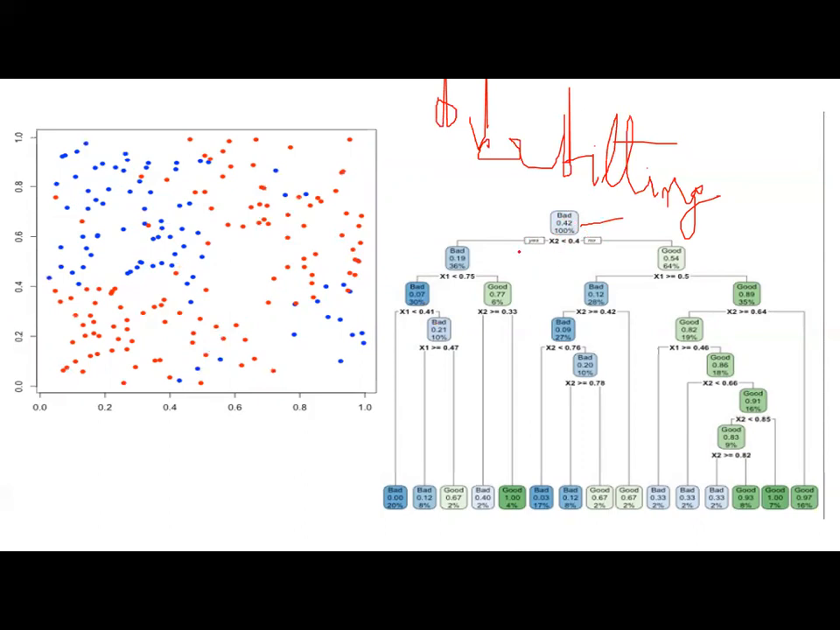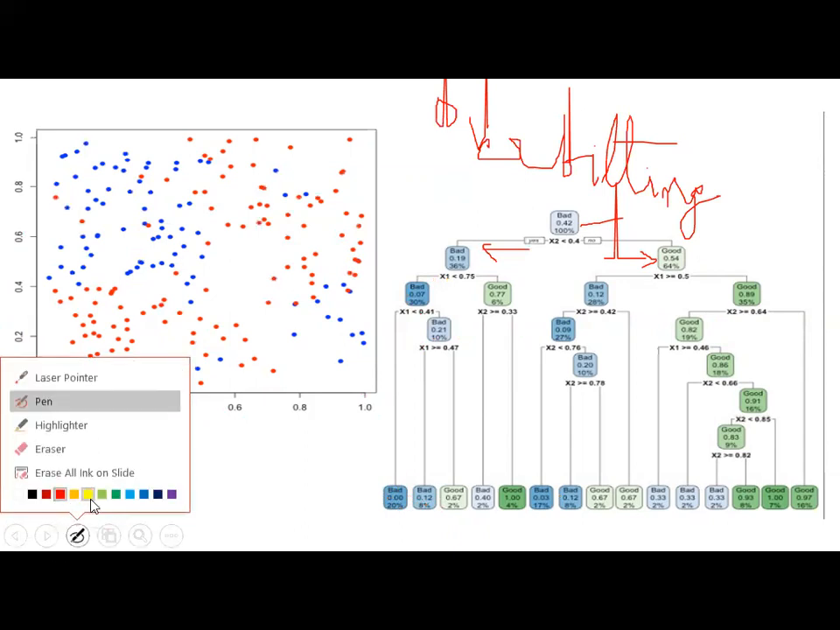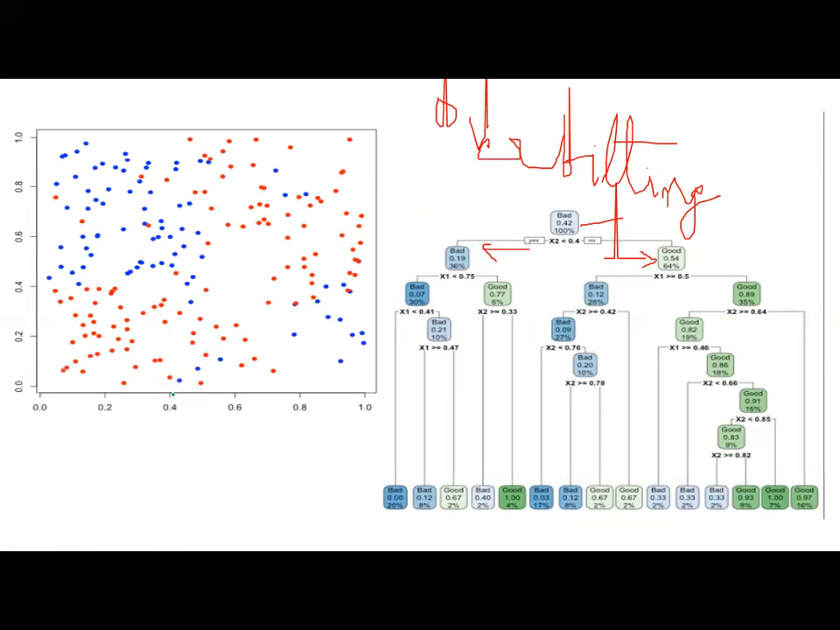Now, if x2 is less than 0.4, yes, we come this way. No, we come this way. Now, if you go on like this, see, bad is 20%. If x1 is less than 0.41, what is the bad percentage inside 0.41? It is 20%. Now, if x1 is greater than 0.57 and x1 is less than 0.75.